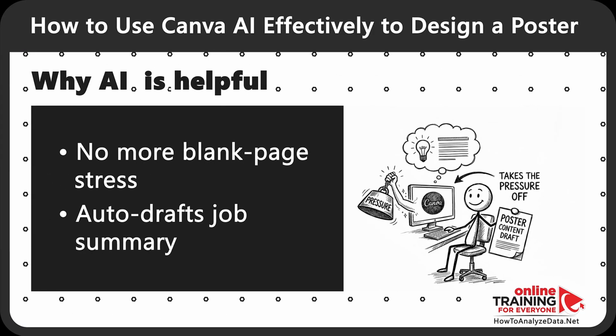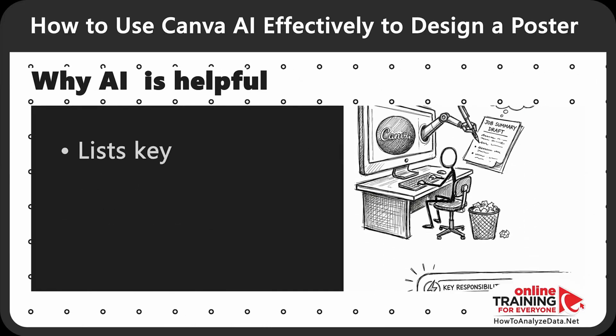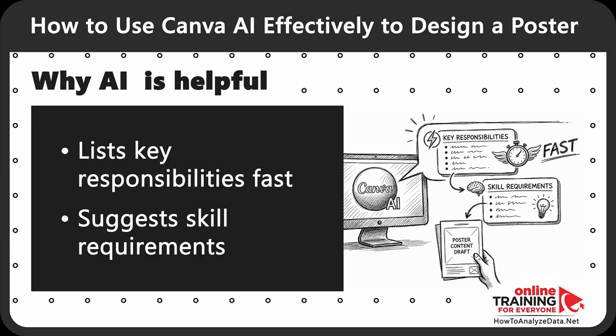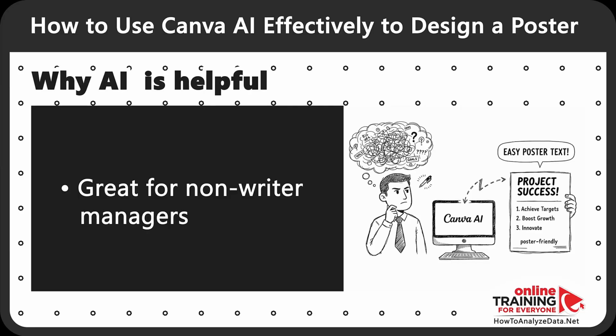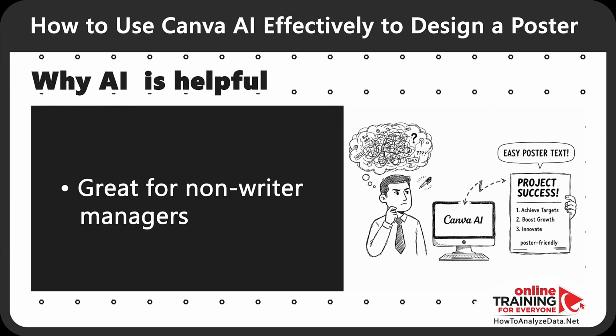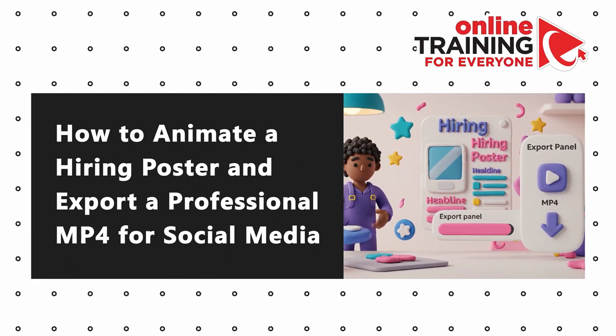It takes the pressure off writing from scratch. You can generate the first draft of the job summary, key responsibilities and skills, and then just tweak for accuracy. And this way of generating content is perfect for managers who know what they want but struggle to write poster-friendly text. Let me share with you how to animate a hiring poster and export it as professional MP4 for social media.